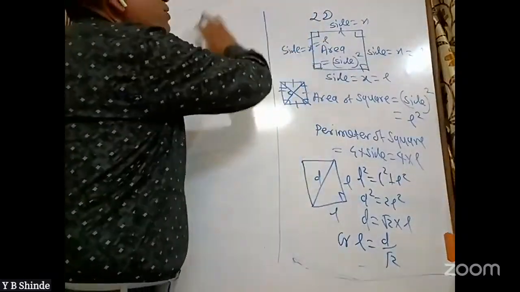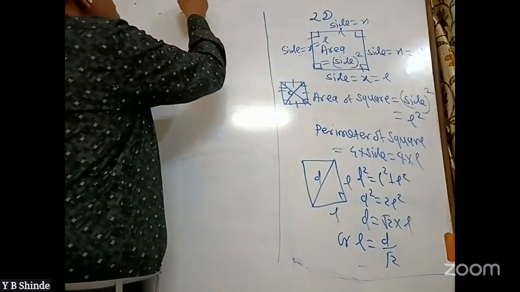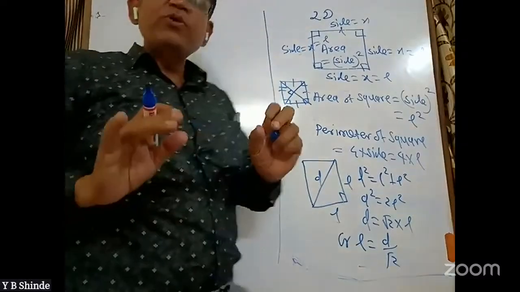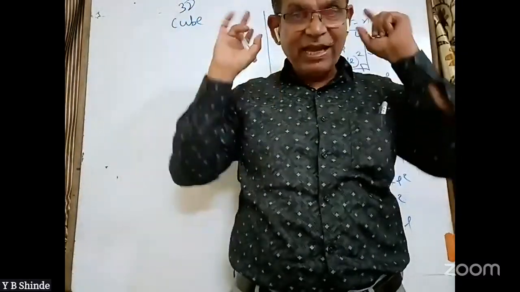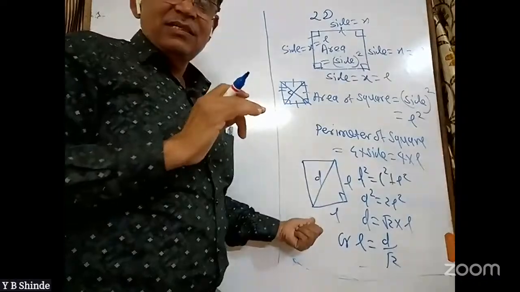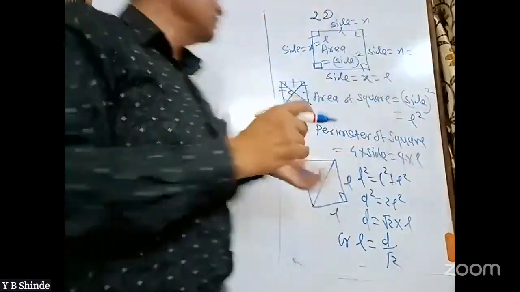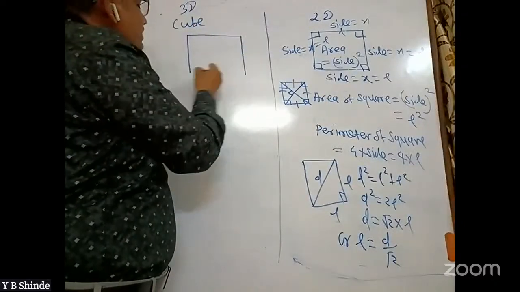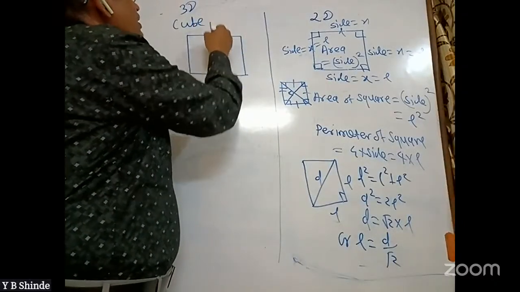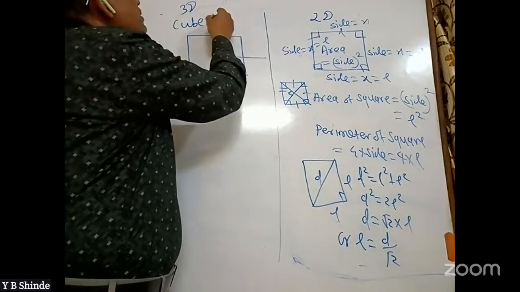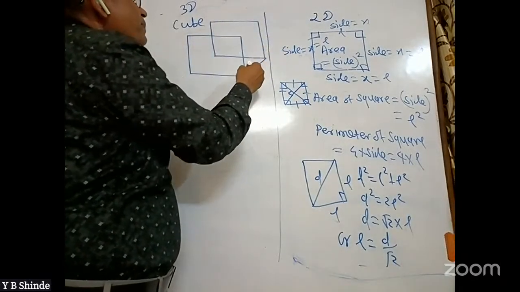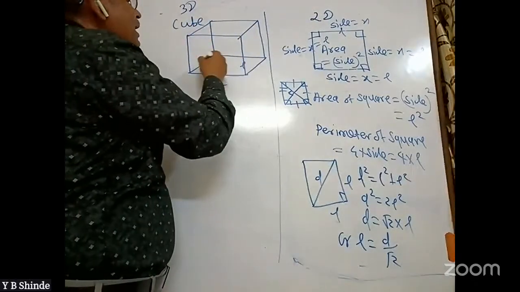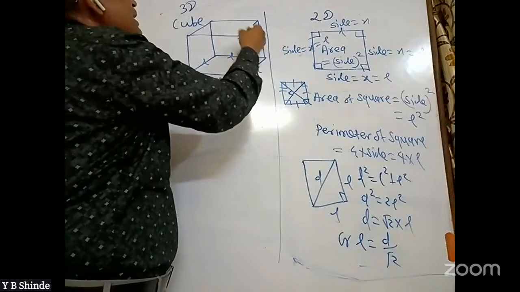Now, what is the application of square in 3D? See here, you know the cube. Each face of cube is a square. That is why I have considered square first. If I have the cube whose all sides are equal, this is called the cube. Each side is say L, L, L. Every side is L.